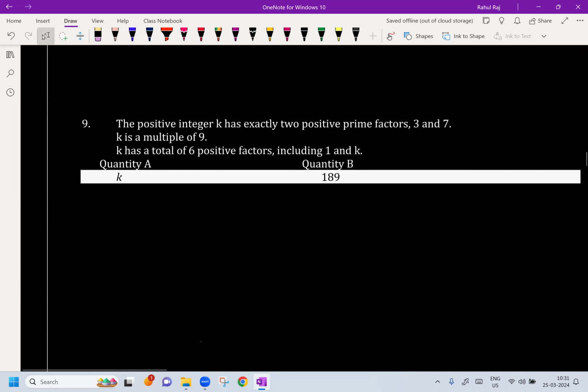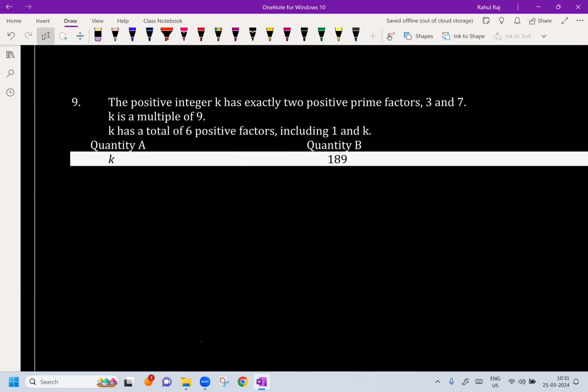Try solving question number 9, please. It says exactly two positive factors, that is 3 and 7. K is a multiple of 9. K has a total of 6 positive factors including 1 and K.